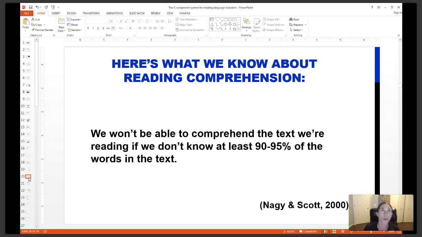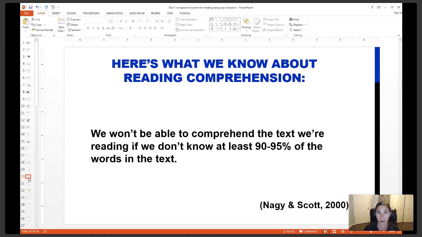And what we've found is that when it comes to reading comprehension specifically, when we're trying to figure out what that domino is, when we think about what we actually need to comprehend, we're not able to comprehend text if we don't know at least 90 to 95% of the words in the text.